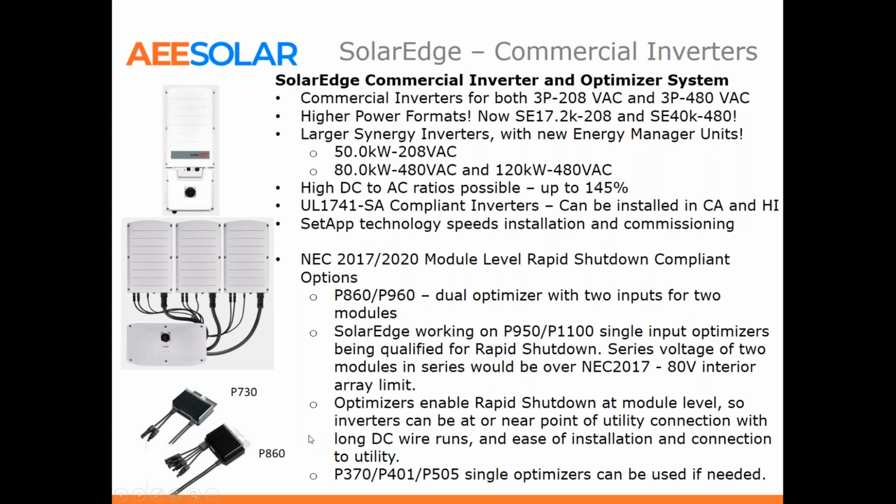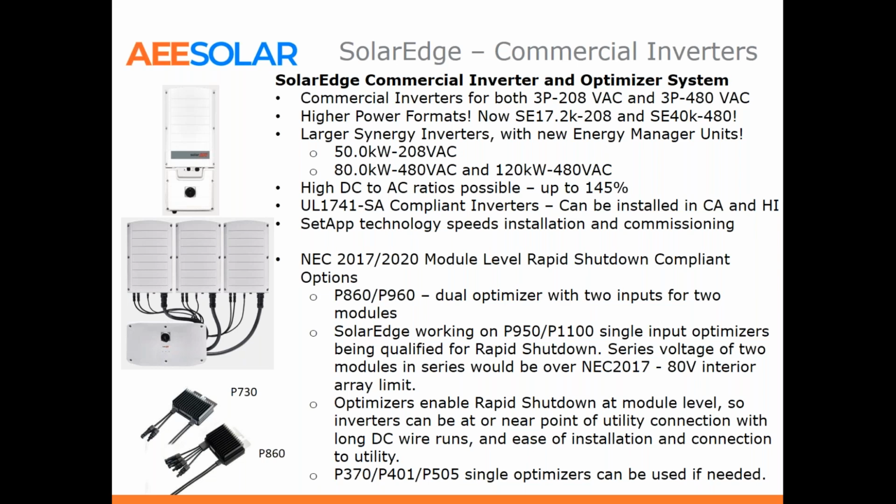SolarEdge. SolarEdge is revamping their commercial inverter line. It used to be that they had a basically standard 14 kW 3-phase 208 and a 33 kW 3-phase 480. They introduced a Synergy line, which basically had a master 14 kW inverter in the middle and 2 slave units on the side. And on the larger format inverters, you had a 33 in the middle and 2 secondary units sitting on the side.